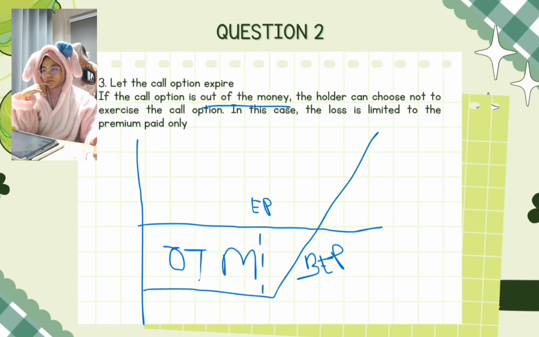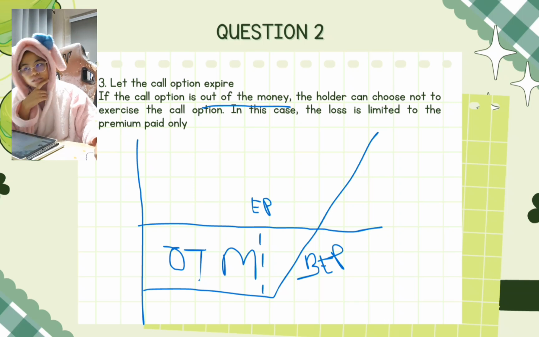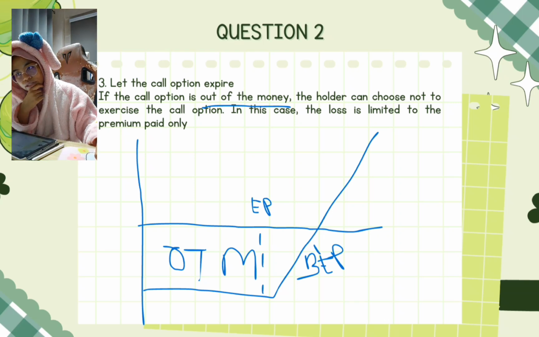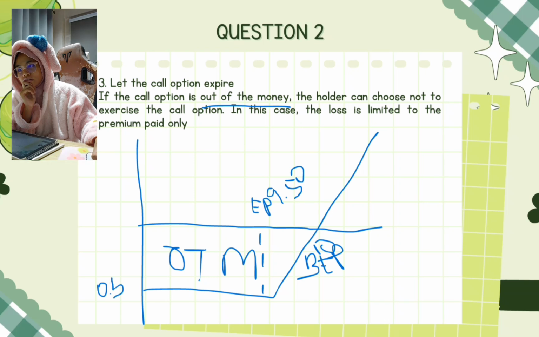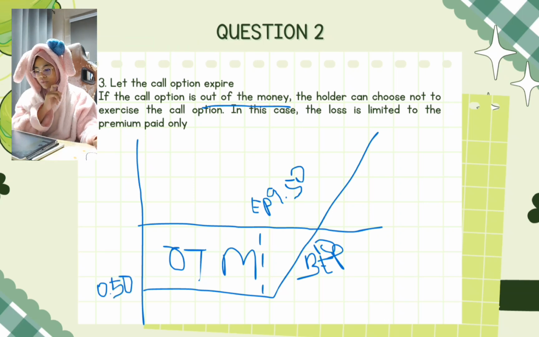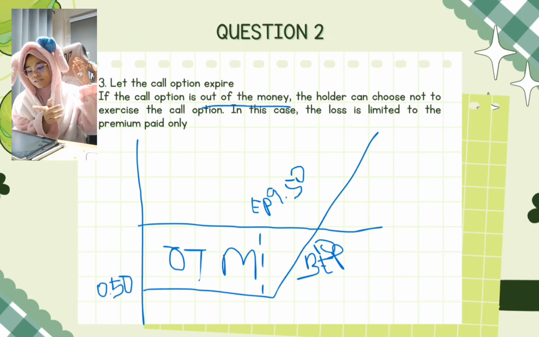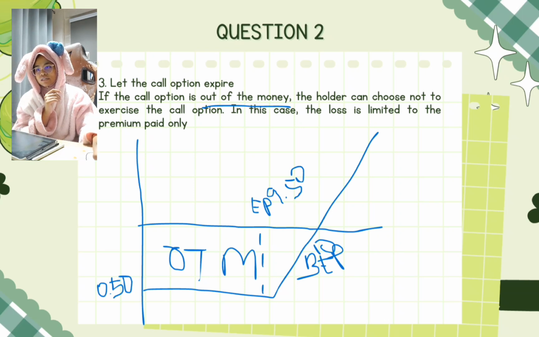You can choose not to. Okay, wait, this is the premium. Let's say the BEP is 10 ringgit, the EP is 9 ringgit 50 cent, and the premium is 50 cent, just as an example. Let's say the market price is 8 ringgit 50 cent.